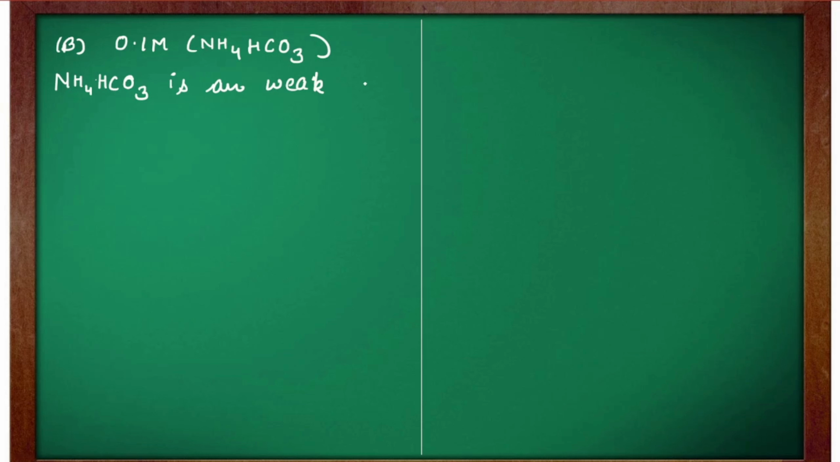In the above question, the given concentration of ammonium bicarbonate is 0.1 molar. Bicarbonate is an amphiprotic ion and ammonium ion is a weak base. The hydrogen ion concentration of an amphiprotic acid and weak base is equal to the square root of Ka1 multiplied by Kw divided by Kb minus Ka2.